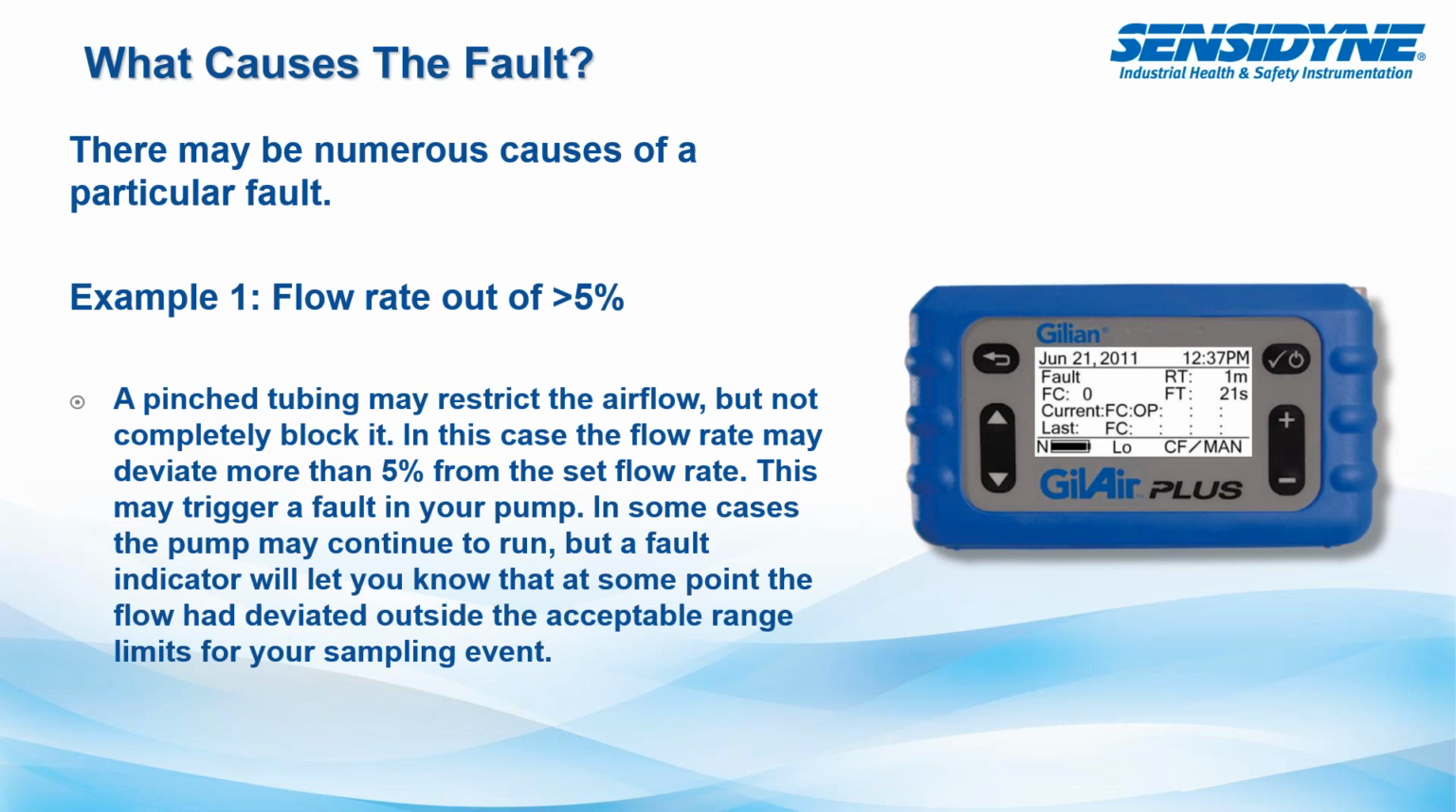A lot of times the fault will cause the pump to shut down. It may auto restart. In some cases, it may just alert that the fault occurred, but it may not shut down. Again, this depends on which model pump you're using. In either case, a fault indicator light will generally let you know that at some point that flow had deviated outside that acceptable range limit for that particular sampling event.